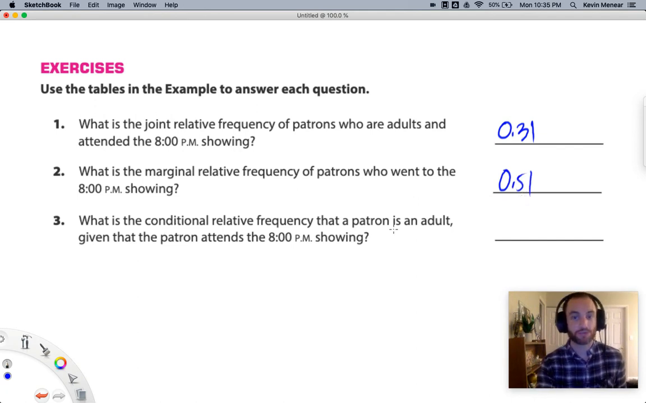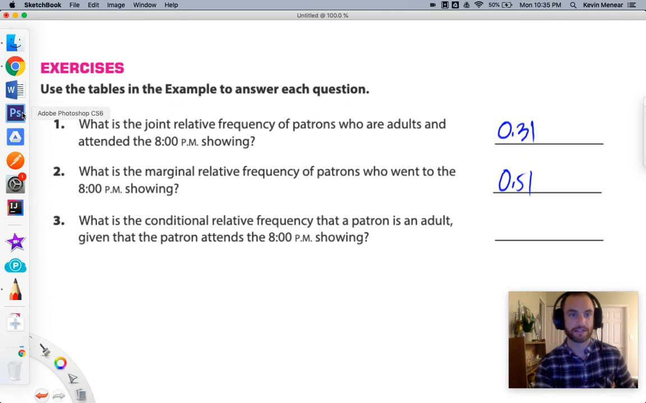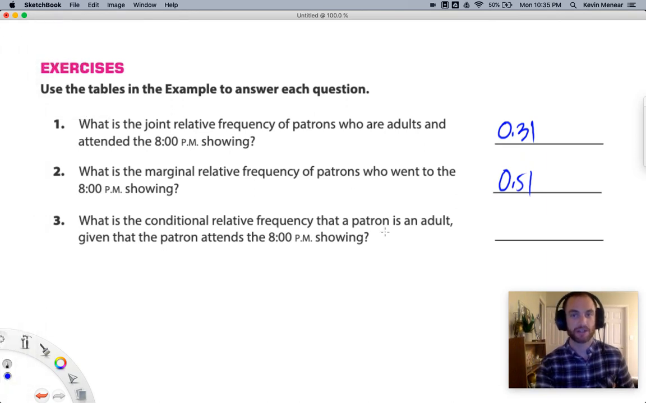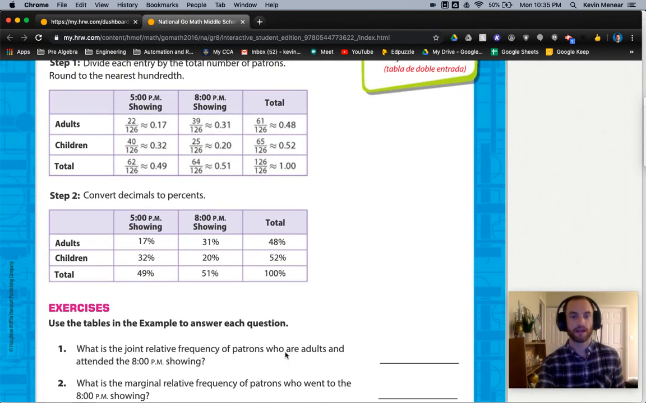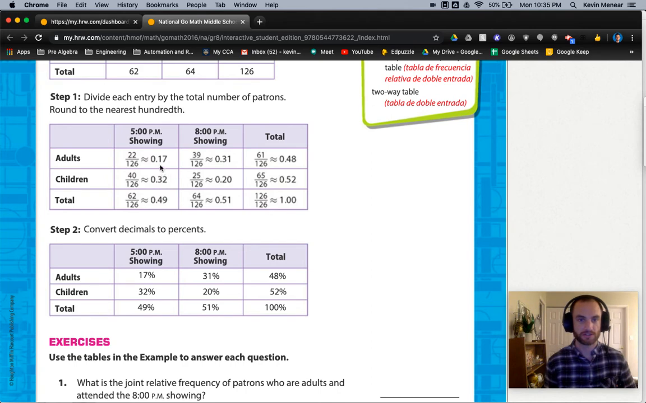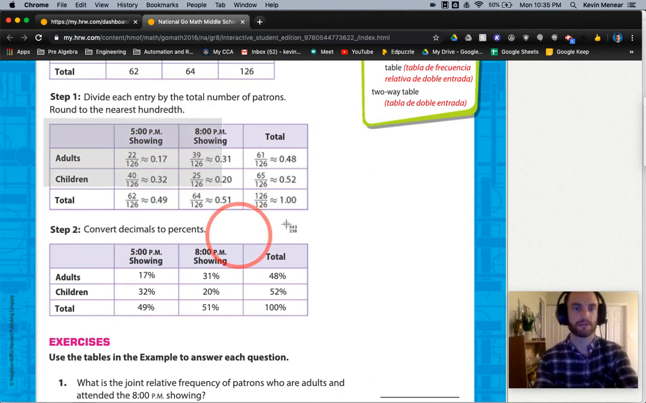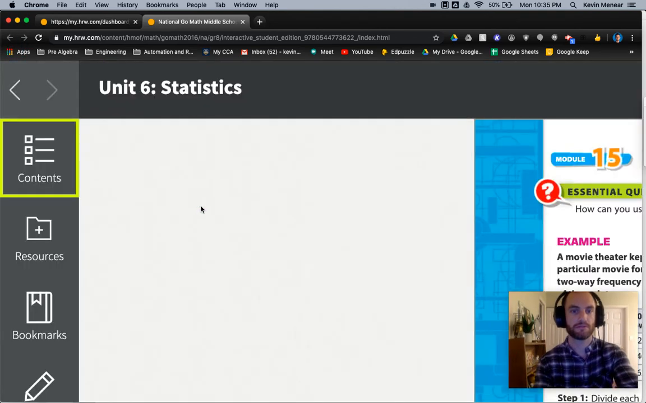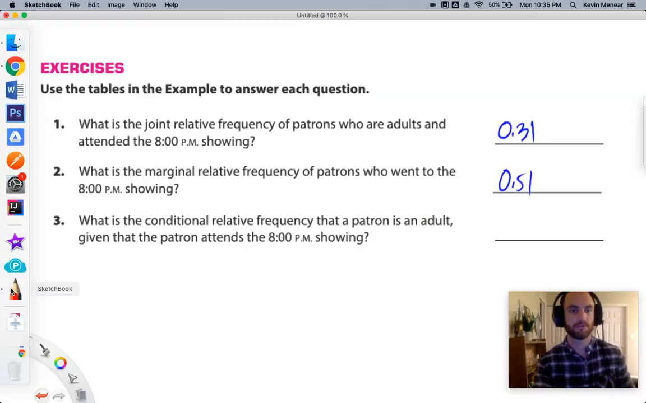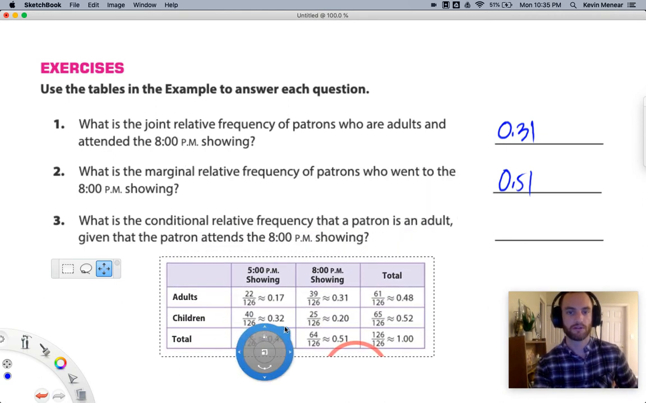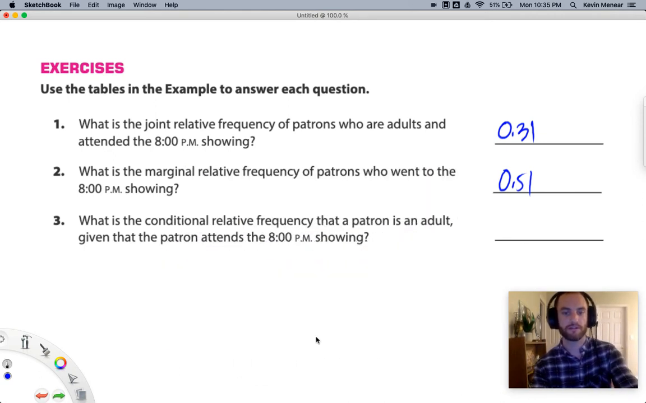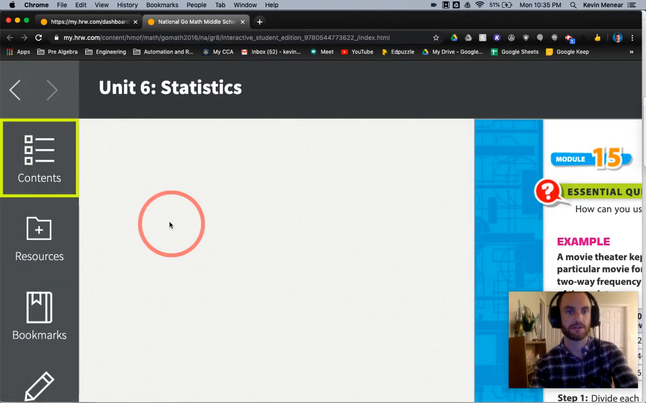What's the conditional relative frequency that a patron is an adult? Now we're talking about conditional. A patron is an adult given that the patron attends the 8 p.m. showing. Okay, so they're an adult. Okay, let me bring this in actually. Whoa, my mouse is doing weird things. Okay, so they're an adult. You know what? Let me use that other table. Actually, it would be easier.